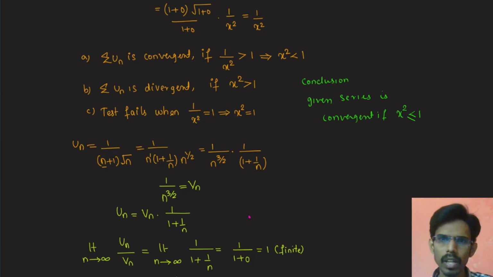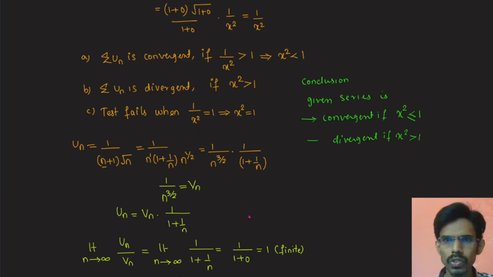So this will become, given series is convergent if x square is less than or equal to 1. Similarly, given series is divergent if x square is greater than 1. So we have two conclusions. Given series is convergent if x square is less than or equal to 1, or divergent if x square is greater than 1. Now we got the answer for this.